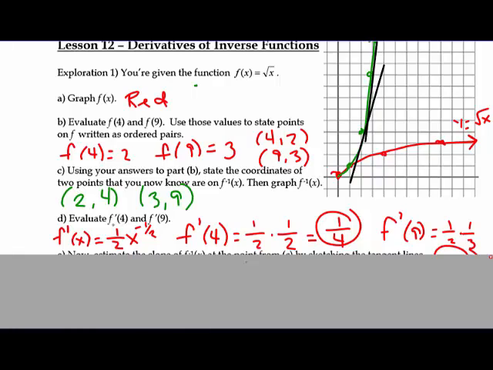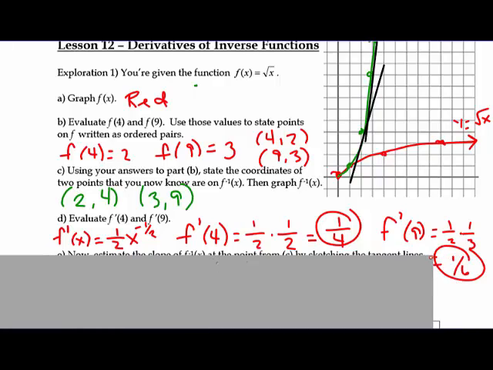So now I want to evaluate f prime of 4 and f prime of 9. So f prime of 4 is the derivative of f, which is 1/2 x to the negative 1/2, evaluated at 4, which is going to give me 1/4. And then f prime of 9 is going to be 1/2 times 1/3, which is 1/6. I have that over here.